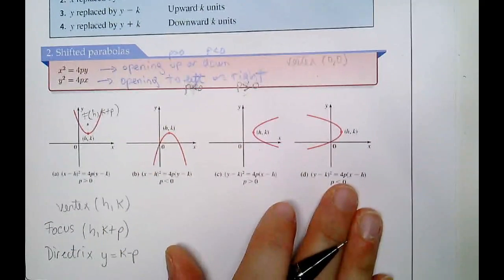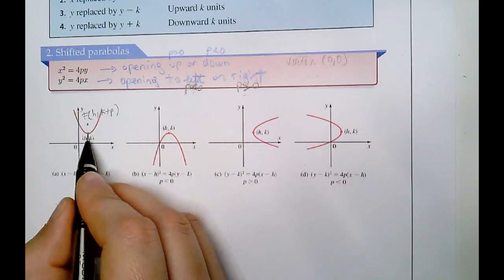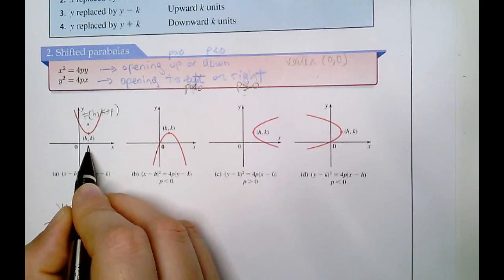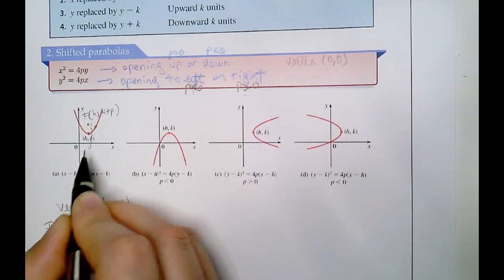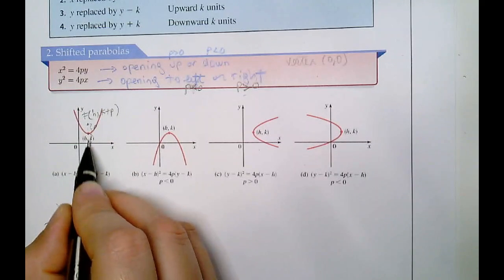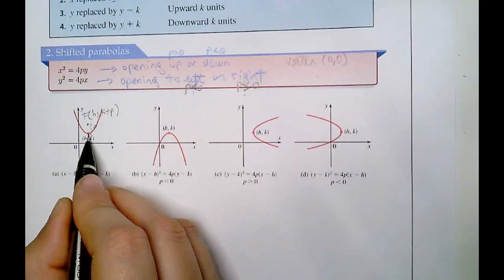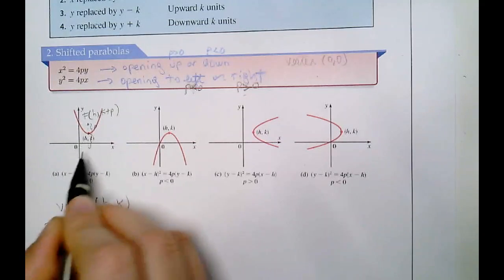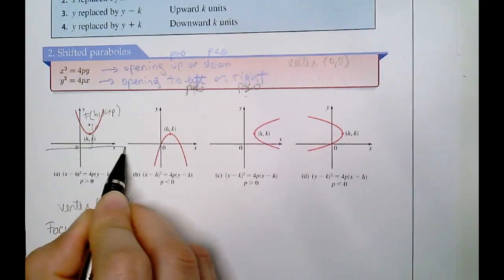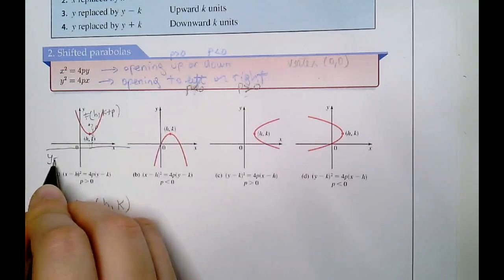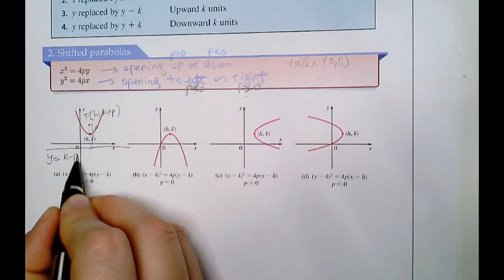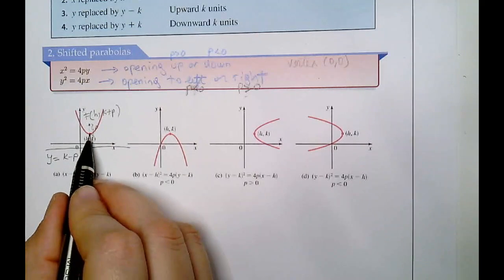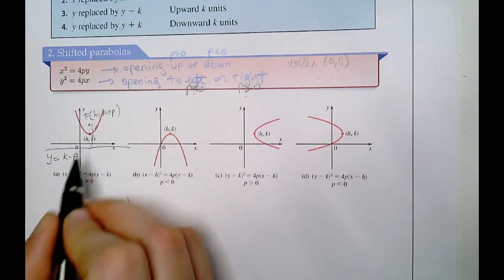And then the directrix is going to be, let's see, this is p and this is p. The directrix now is p units below the vertex. So the directrix is going to be here. It's a horizontal line, y equals k minus p. So you look at your vertex and it's going to be p units below the vertex.